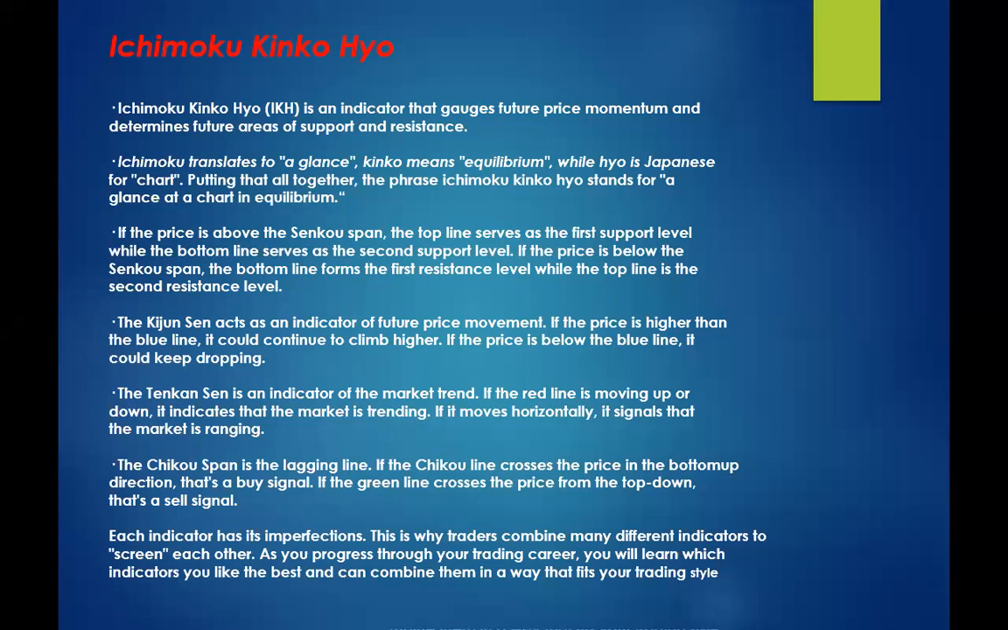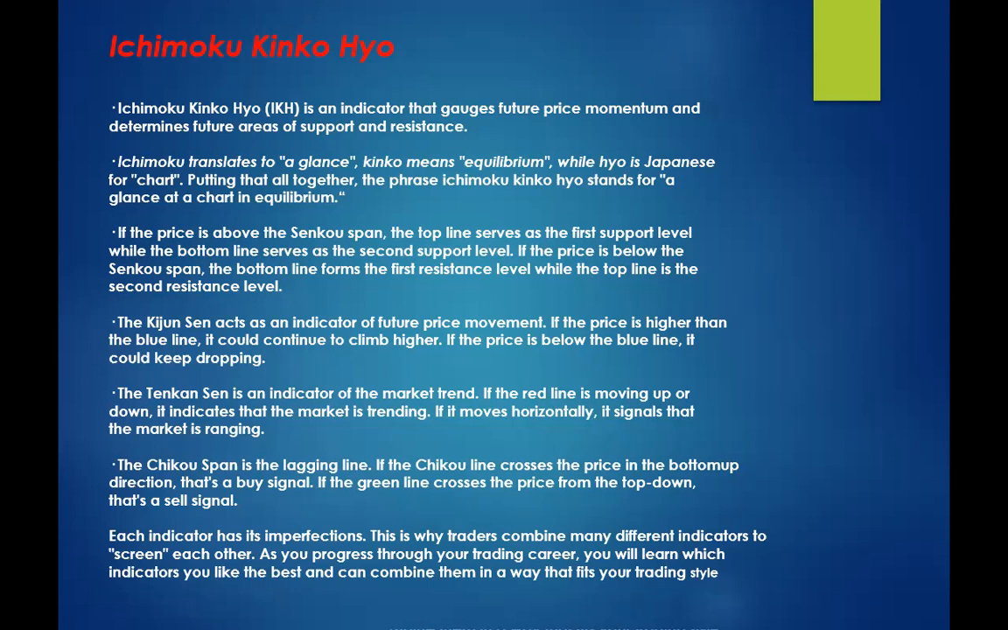If the price is above the Senkou span, the top line serves as the first support level, while the bottom line serves as the second support level. If the price is below the Senkou span, the bottom line forms the first resistance level, while the top line is the second resistance level.